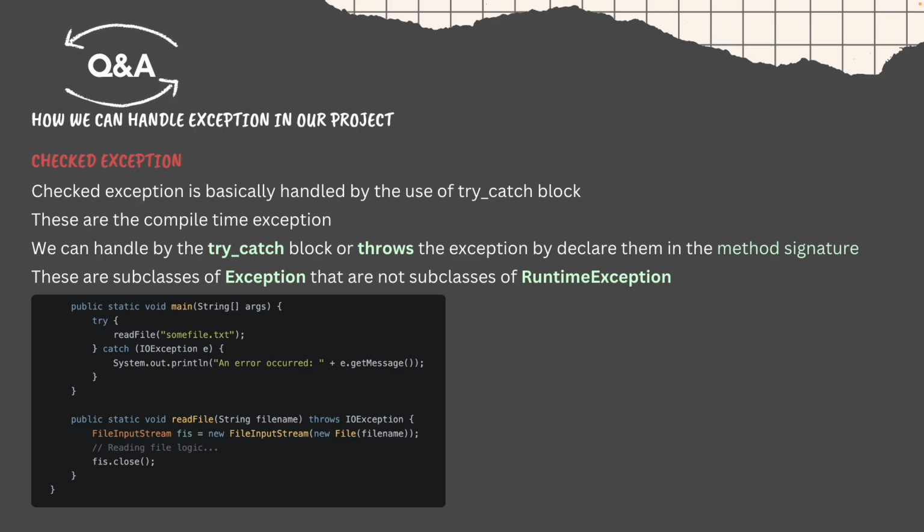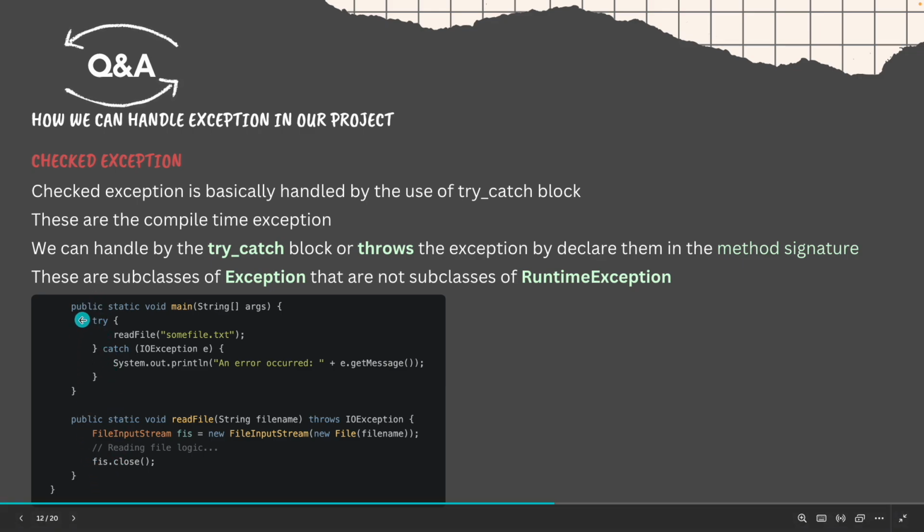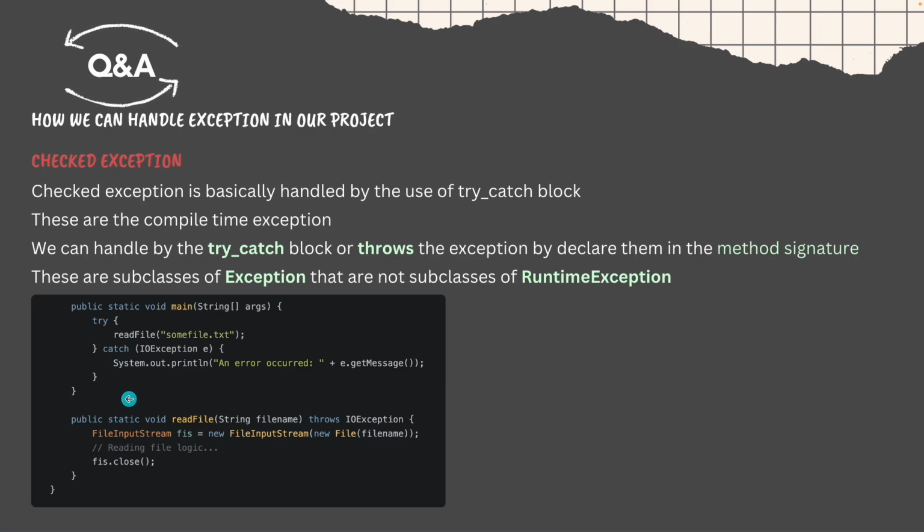So the first one is checked exception. Checked exceptions are basically handled by the use of try catch block. These are the compile time exceptions, and we can also handle them with the use of throw and throws. And this is part of the Exception class, not part of the RuntimeException class. I already discussed this in a prior slide. So this is the structure where you can visualize how, if we are working with file input output scenarios, then we can use that way.